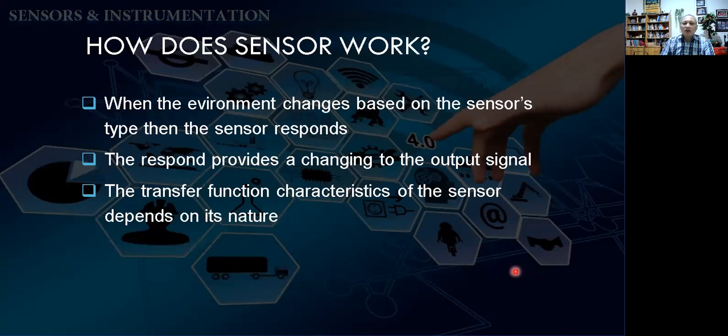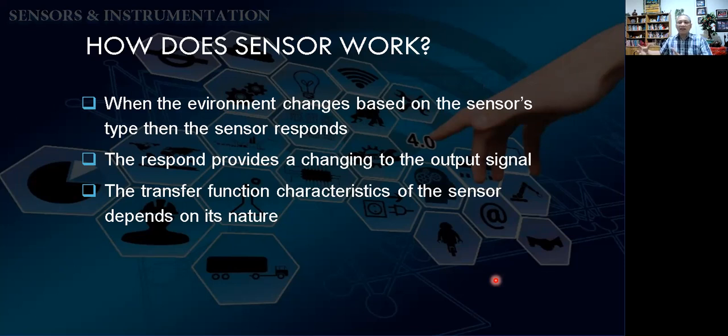Okay, how does a sensor work? First, when the environment changes, this is how a sensor generally works. When the environment changes, based on the sensor's type, the sensor response could be that the charge in a piezoelectric can be changed, or in a resistance temperature detector, the temperature will change the value of the resistance. Similarly, with a pressure sensor, things like that. Then the response provides a change to the output signal.